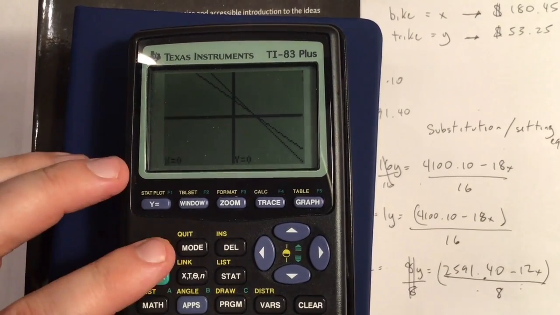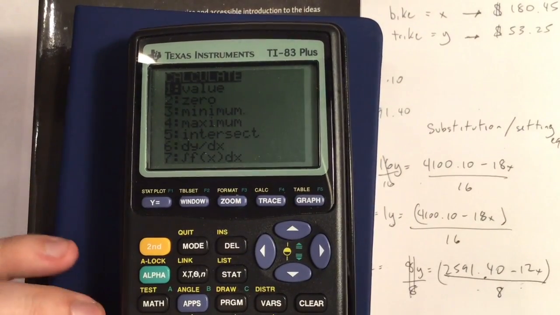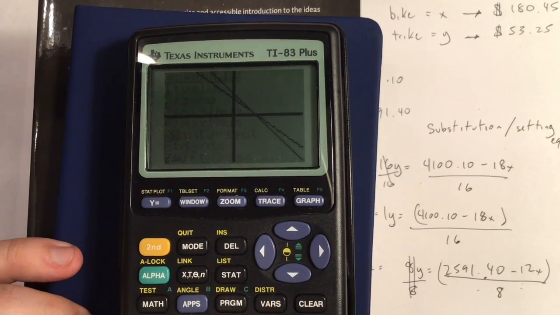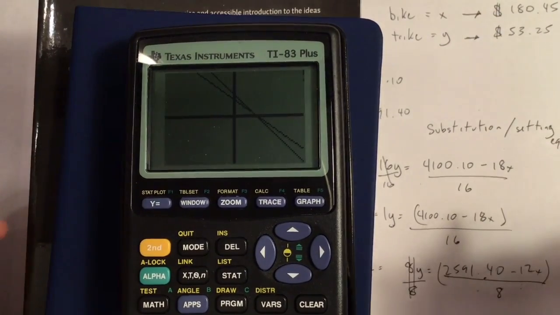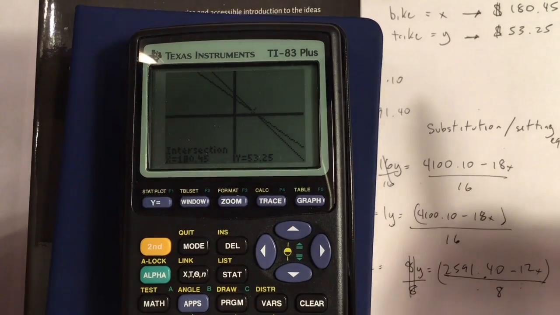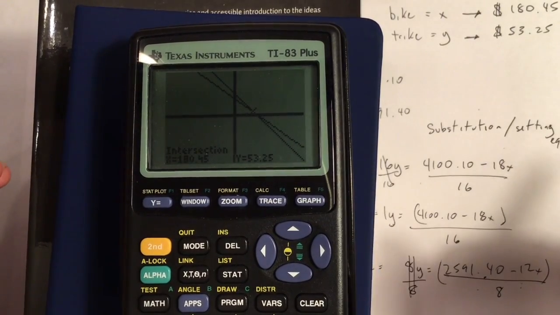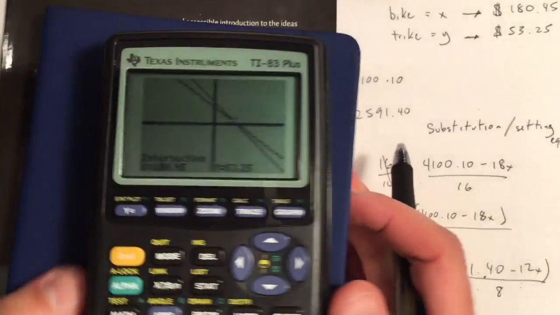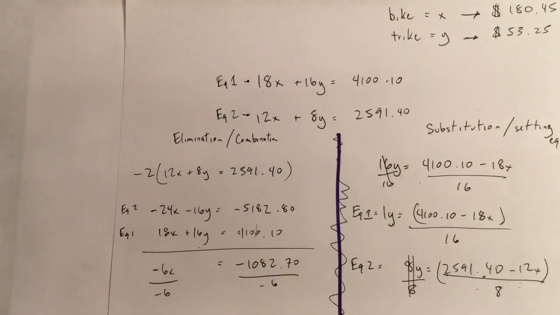Okay, perfect. Now I hit second calculate, and I'm going to hit intersection. And hit enter, enter, enter. And there's an intersection, just like our combination method proved. So there you go. That's that big system of equations question you're going to come across on this test. No problem. There it is.